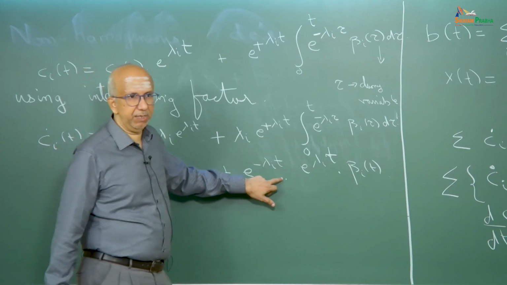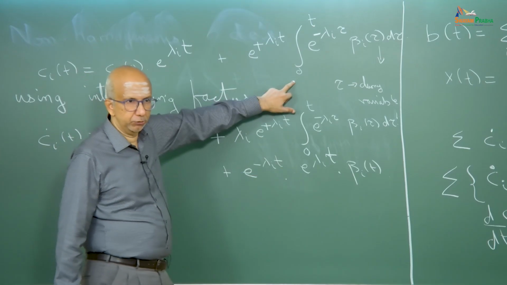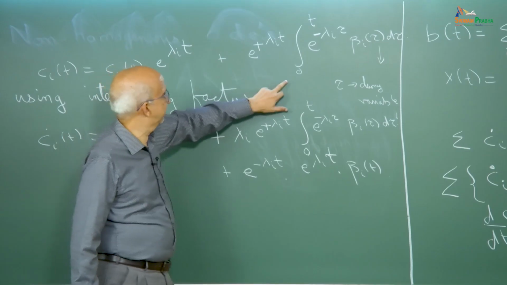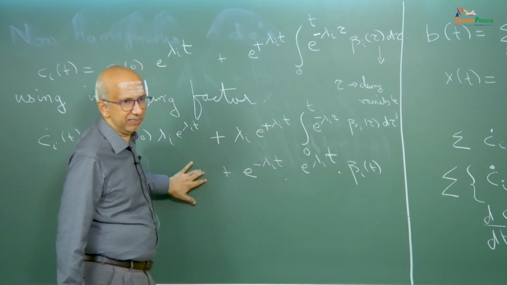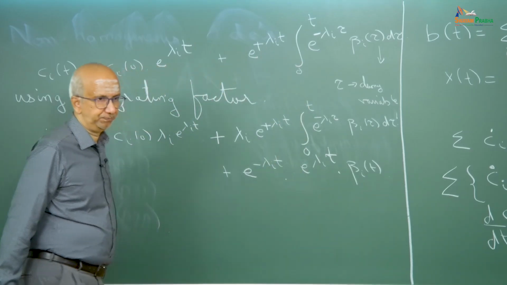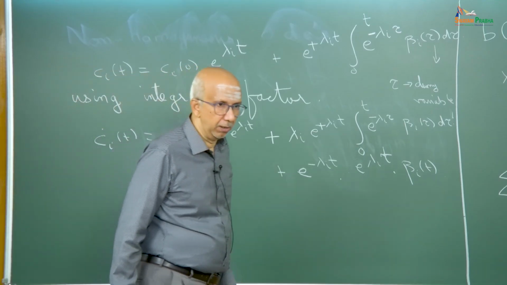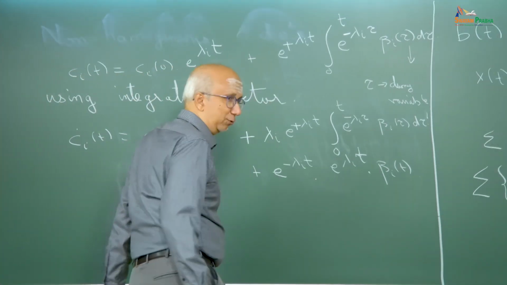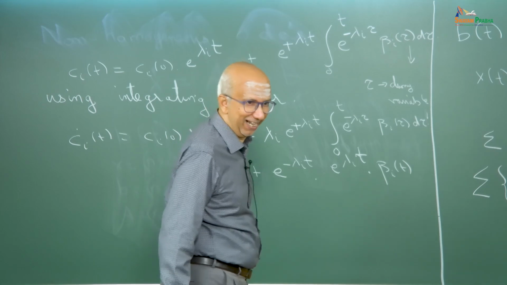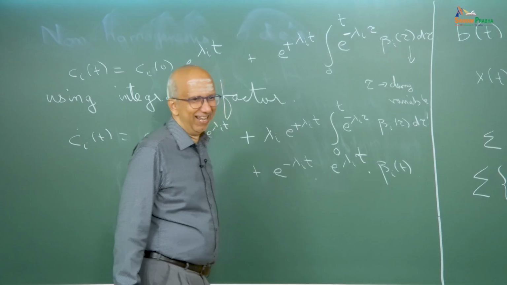How do I get this term? By Leibniz rule, because this is a function of time also, and when you differentiate this with respect to time, so what I have done here is just to verify where the plus and minus signs are. So this is fine. Now the signs are correct.